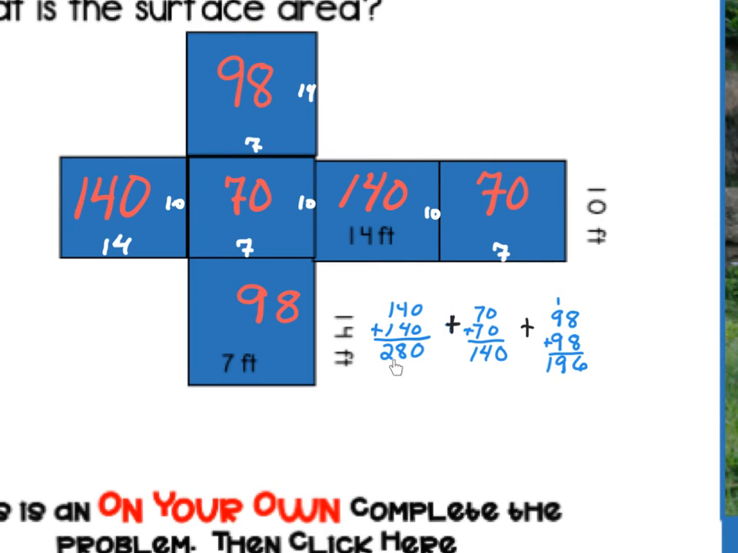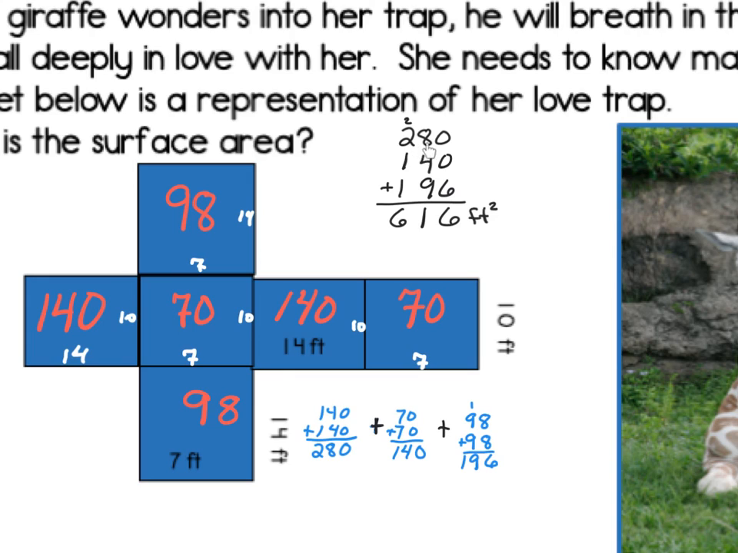So now all I have to do is add all of these three, and I will have my total surface area. Alrighty, and I added them all right here. I've got 280 from here. The 140 I plugged in, and the 196 I plugged in. 0 plus 0 plus 6 is 6. 8 and 4 is 12.